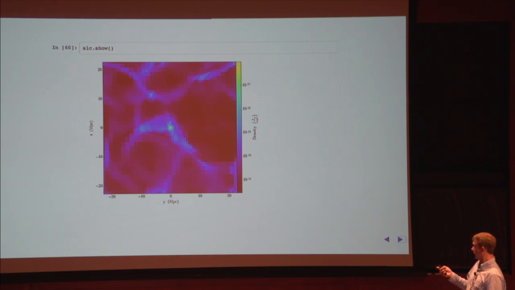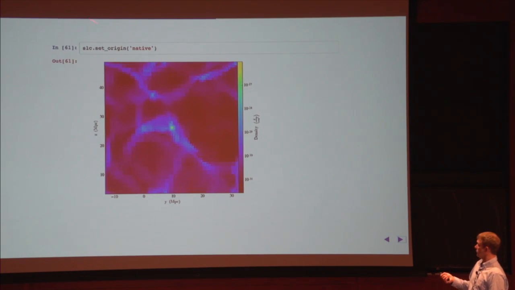You don't have to do that, though. For example, you can say slice.setOrigin native, and then it will place the coordinates in the native dimensions of the data set. So, for example, this ran from 0 to 1. In this case, this is a periodic data set, it's a cosmology data set, right? So we happen to be catching a cluster near a boundary, so you can see that we're actually wrapping around to the other side of the box here.